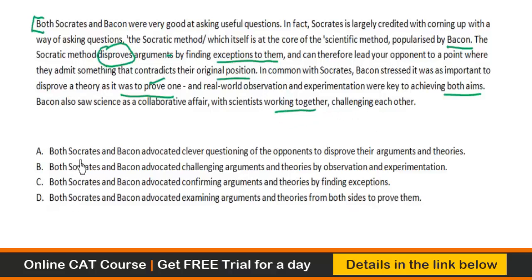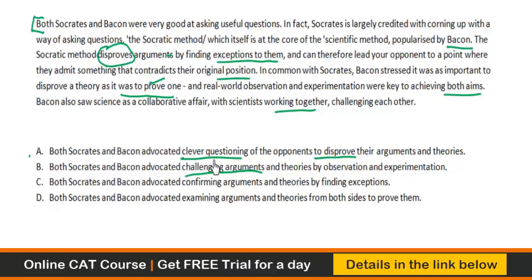Now let's have a look at the options. The options are very short in the sense that if you look at A, B, C, D statements, they don't have more than 9 or 10 words. And that goes to show that there must be some very subtle difference between the options. So option A says both Socrates and Bacon advocated clever questioning of the opponents to disprove their arguments and theories. So clever questioning to disprove, and B says both Socrates and Bacon advocated challenging arguments and theories by observation.